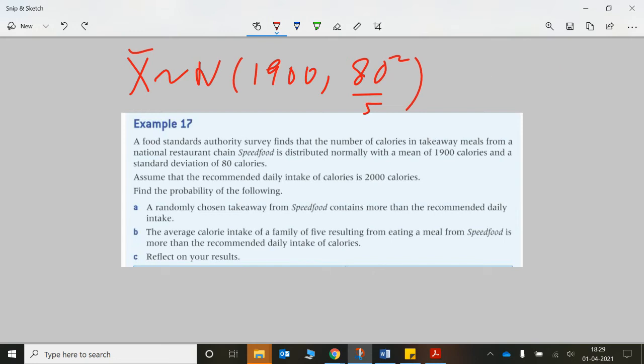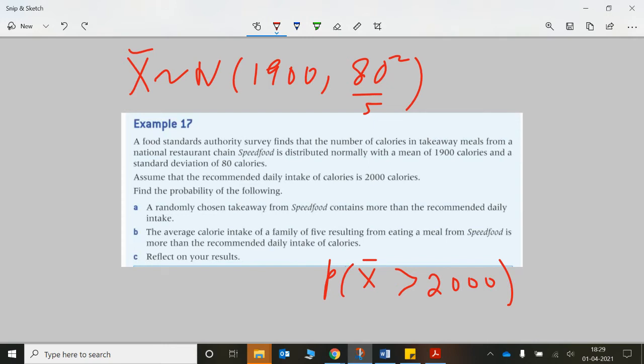Okay, right. So this is our new distribution, and now we're asking for the family of 5, is the average calorie intake. What's the probability that the average calorie intake is more than the recommended daily intake? So we're talking about whether or not this is greater than 2,000. Again, we're still asking, is it greater than 2,000?